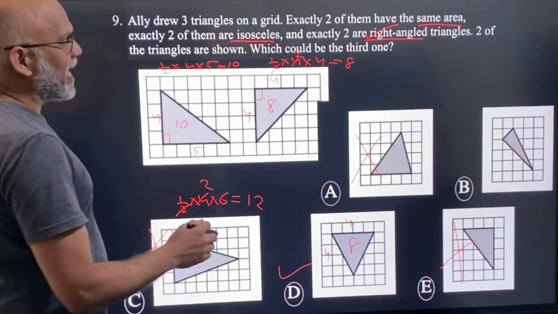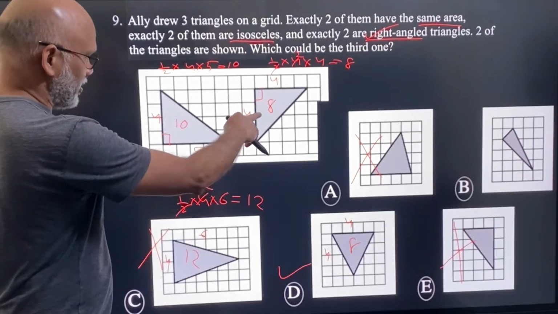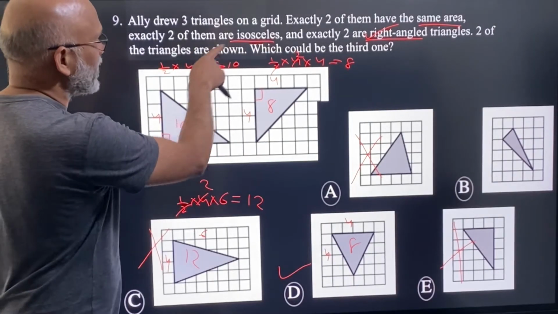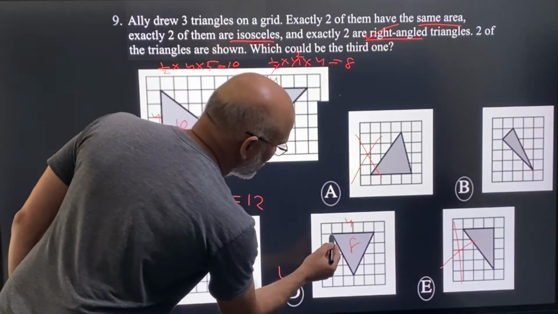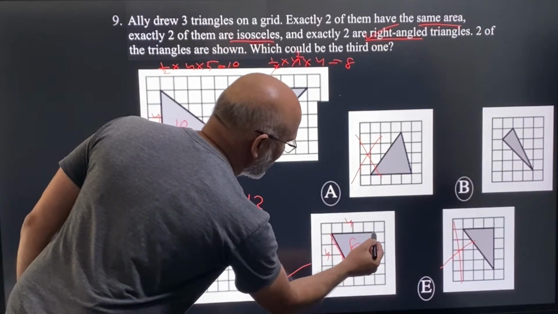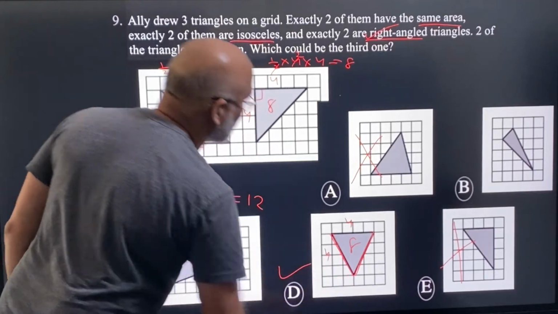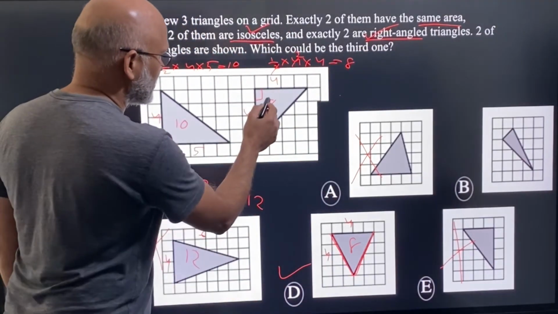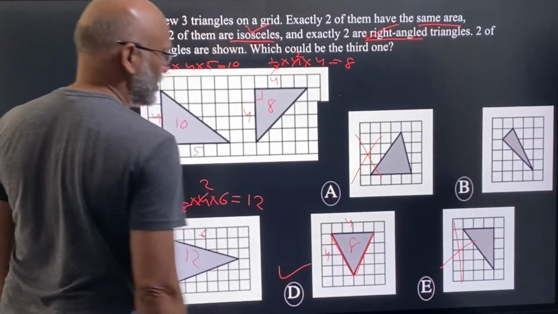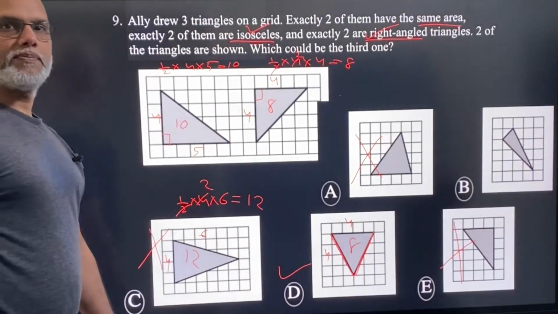Now, exactly two are right angle triangles. Those two are given. Two of them are isosceles. This and these are isosceles because, as you can see, this side and this side are the same for this triangle. So this is isosceles. Okay, so this is met. And then same area. This says area of 8. This is area of 8. So again, D is the correct choice.